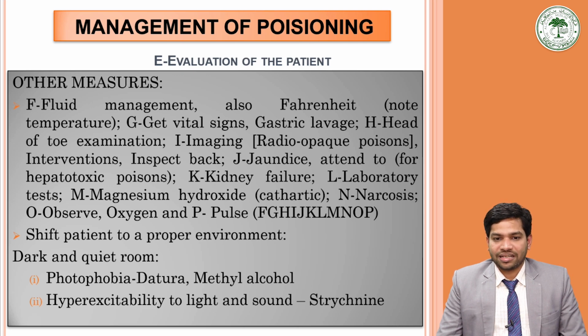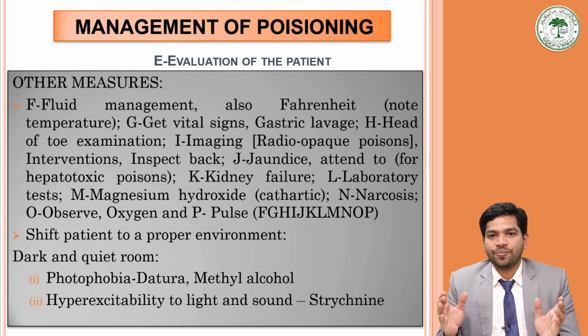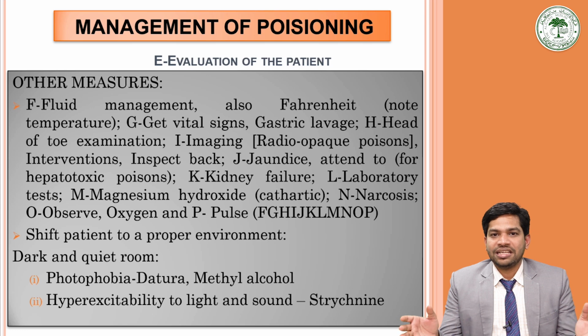M for magnesium hydroxide, that is cathartics that shall be given, and N for narcosis, and O for observe, O for oxygen can also be there, and then P for the pulse. So this mnemonic got enlarged to A to P: A, B, C, D, E, F, G up to P. So this may be used to remember, so that you don't forget when the patient comes in your clinic or in your hospital for the examination, or the patient with the poisoning.